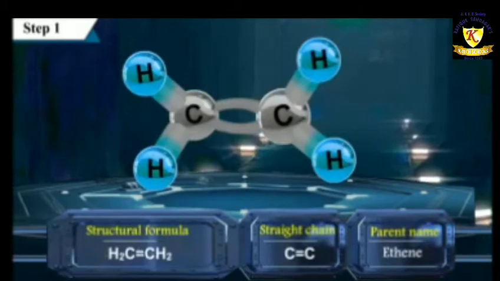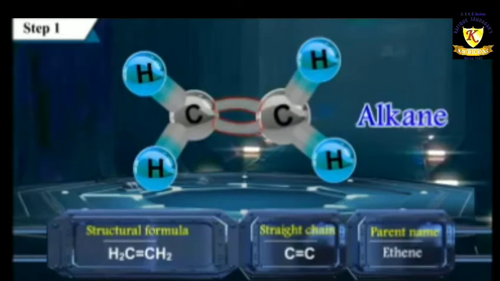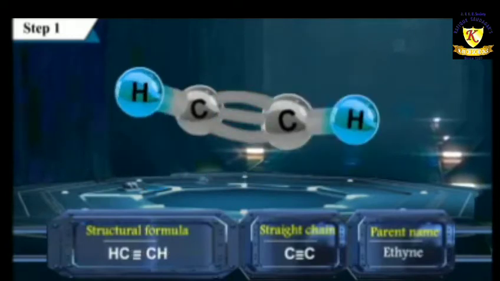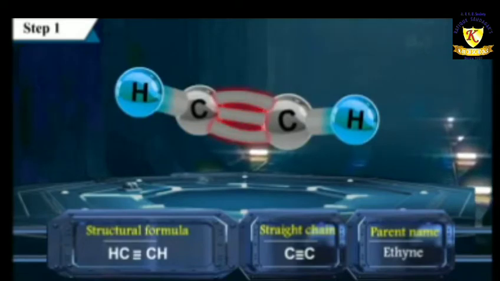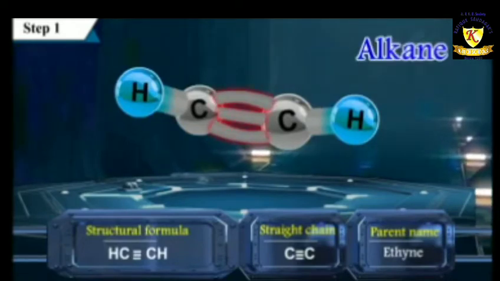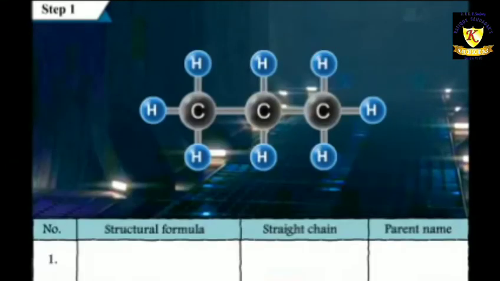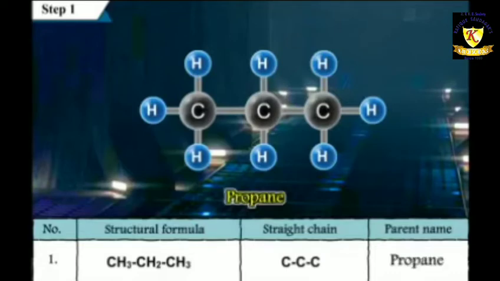If the carbon chain of the concerned compound contains a double bond, change the ending of the parent name from "-ane" to "-ene". If the carbon chain contains a triple bond, change the ending of the parent name from "-ane" to "-yne". Now children, see this table. Here the structural formula is CH3CH2CH3, where the straight chain has C-C-C. So the parent name here is propane.